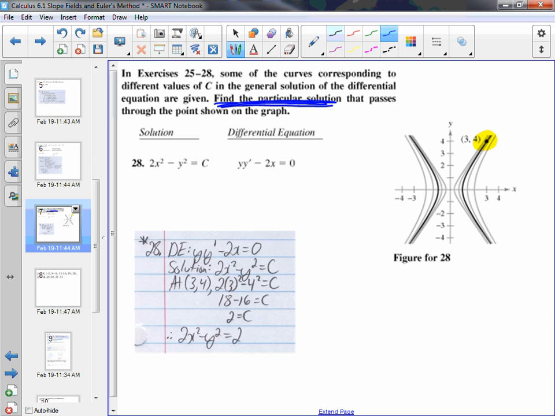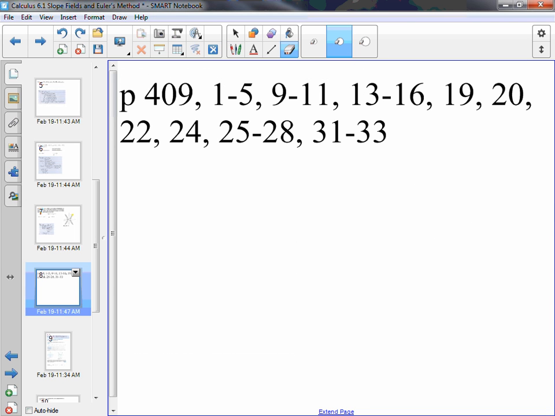Okay. All righty. Here's your assignment. On page 409, do 1 through 5, 9 through 11, 13 through 16, 19, 20, 22, 24, 25 through 28, and 31 through 33.